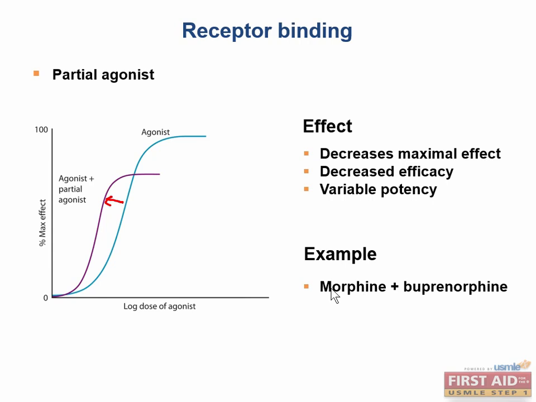Morphine would be fully stimulating the receptor. Buprenorphine is only partially stimulating the receptor. So you may actually see some withdrawal symptoms because remember that receptor is only being partially stimulated. Even when heroin, which is a full agonist, is administered, its effects will be partially blocked by this buprenorphine.